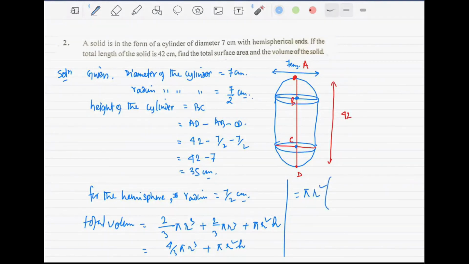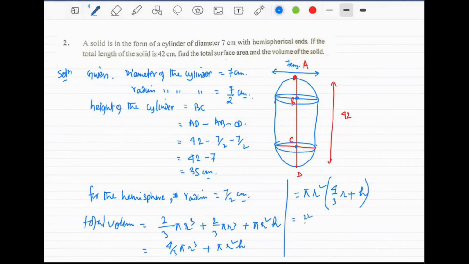What is remaining? There is 4 by 3 remaining. Pi is gone, so put the 4 by 3 in here. Out of the R cube, R square is taken away. That means 1 R should be remaining. Finally, pi taken away, R square taken away, that means H is left. Put H here. Okay, now time to put in the value.